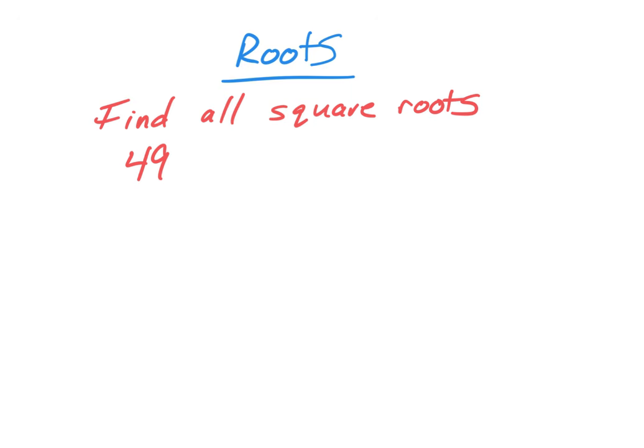So on something like this, we said 7, but it's actually plus or minus 7, okay? Because if I take a negative times a negative, it gives me a positive. So whenever it says find all square roots, we have to include that plus or minus on there. If it doesn't say find all square roots, then we're just talking about the principal square root, which is just 7.